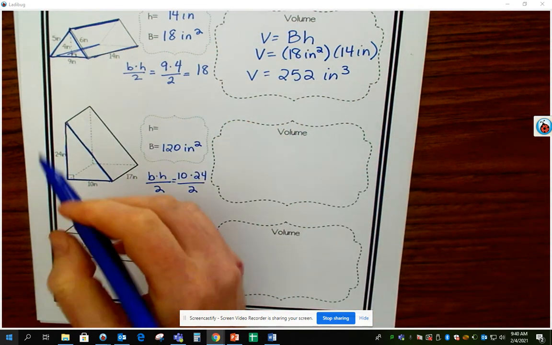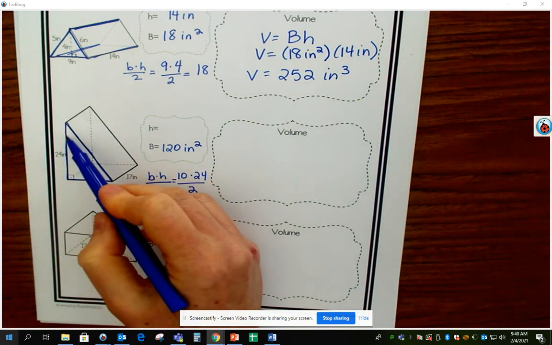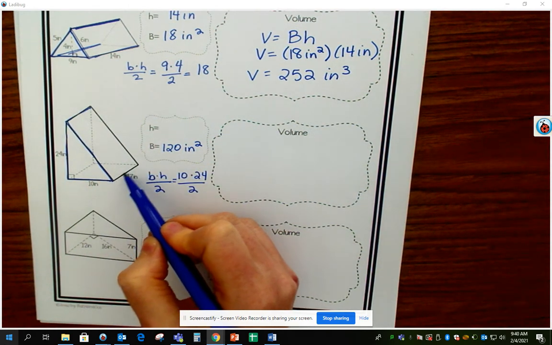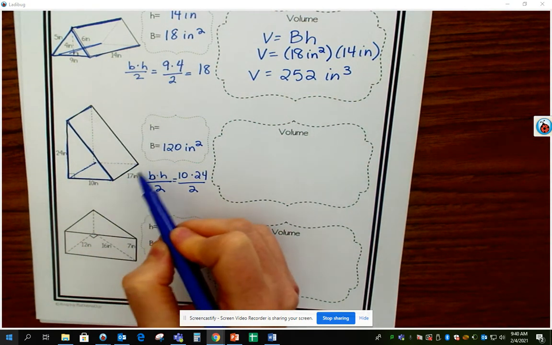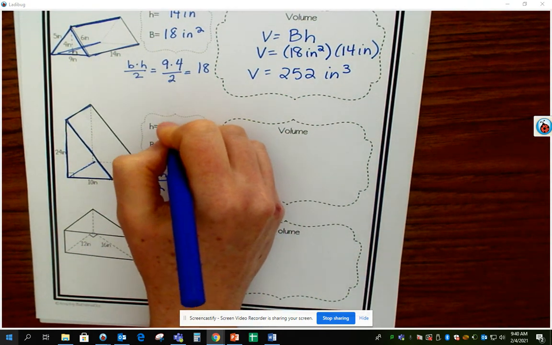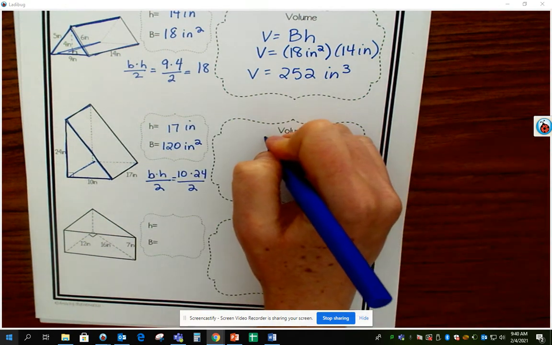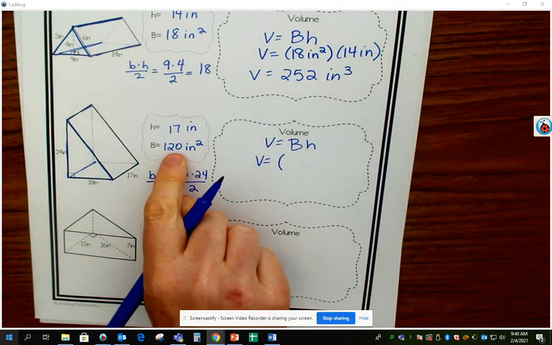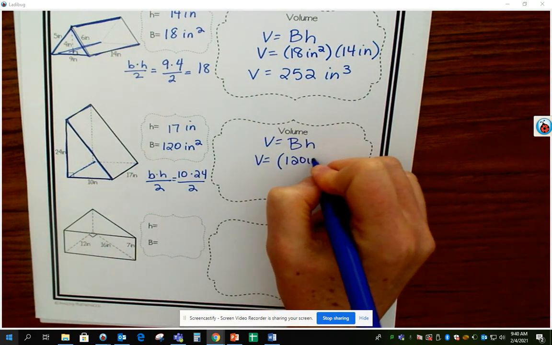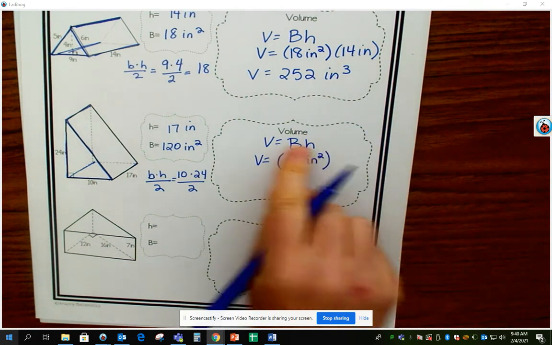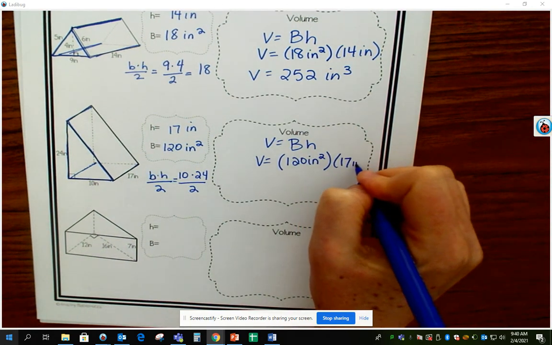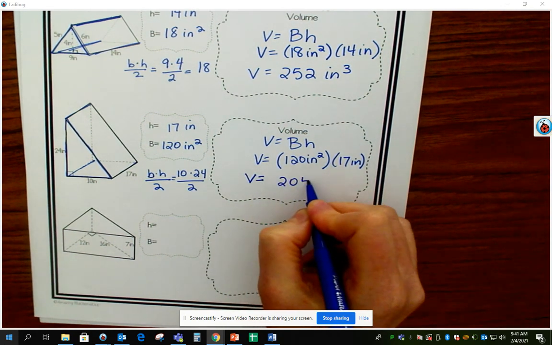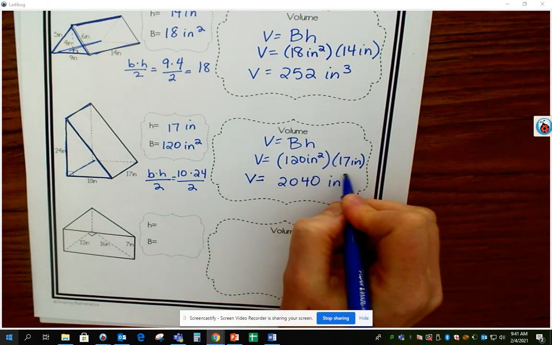And then the height of the prism has to be perpendicular to the base. So if this is the base, then the height is this here. One of those. Okay, so 17 inches for my height. And I plug it into my volume formula. Volume equals area of the base, which is 120 inches squared, times the height of the prism, 17 inches. Okay, so 120 times 17 is 2,040 inches cubed.